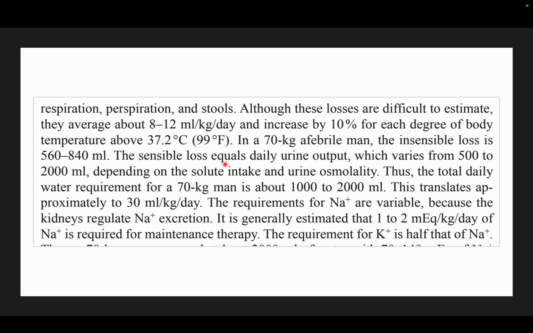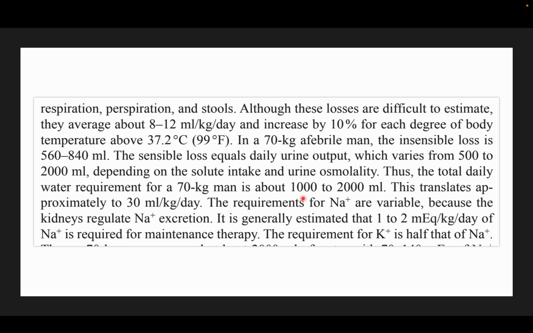Then you account for the urine output also. Let's say urine output is around 500 to 2000 ml, and insensible loss is around 560 to 840 ml. You add them both, and it comes to around 1000 to 2500 ml based on the urine output. So this is the maintenance fluid. This is how you give it: around 30 ml per kg per day is the amount of maintenance fluid you actually give. So this is the fluid requirement, and it accounts for both urine output and insensible losses.